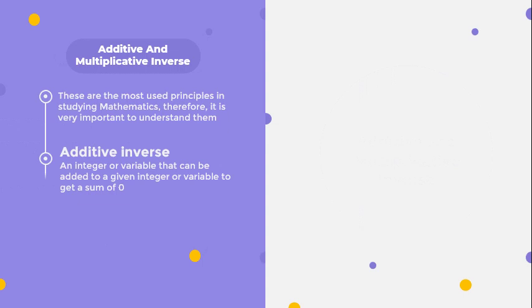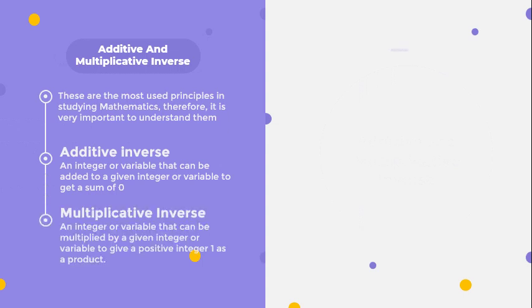What about a multiplicative inverse? A multiplicative inverse also is an integer or a variable or anything that can represent a certain quantity, such that when we multiply those two, the product will be 1. So our main goal under multiplicative inverse is to get a product of 1. Sometimes it's also called reciprocal.